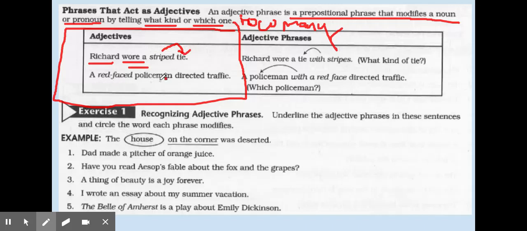I have a red-faced policeman directed traffic. Well, I have somebody did something. Directed is my verb. Who directed the traffic? Well, it's the policeman. Well, what kind of policeman? He was a red-faced policeman.